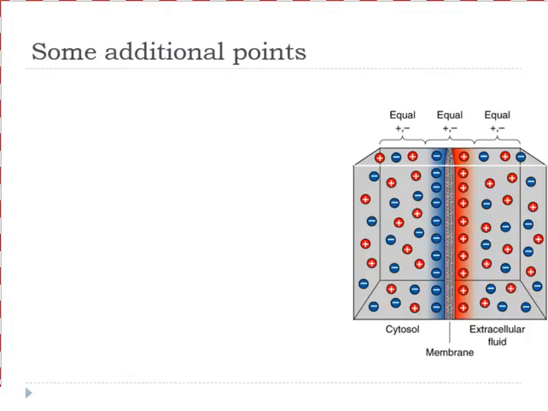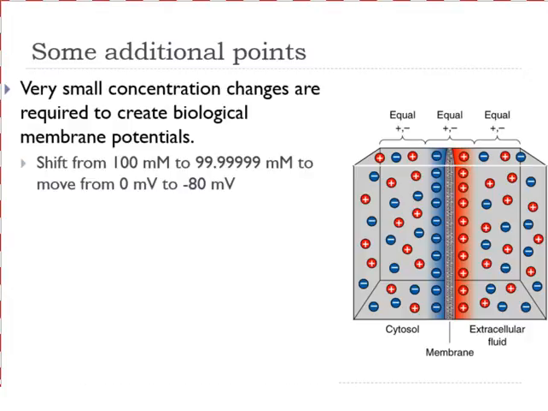Some additional things so you understand how this works. First, very small concentration changes are required to create biological membrane potentials. You might think that to get the charge to change, you should expect ions moving across the membrane, which means the concentration should change. And it's true, the concentration would change, but it doesn't take much. You might shift from 100 millimolar to 99.99999 millimolar in order to cause a membrane potential to shift from 0 to minus 80 millivolts.